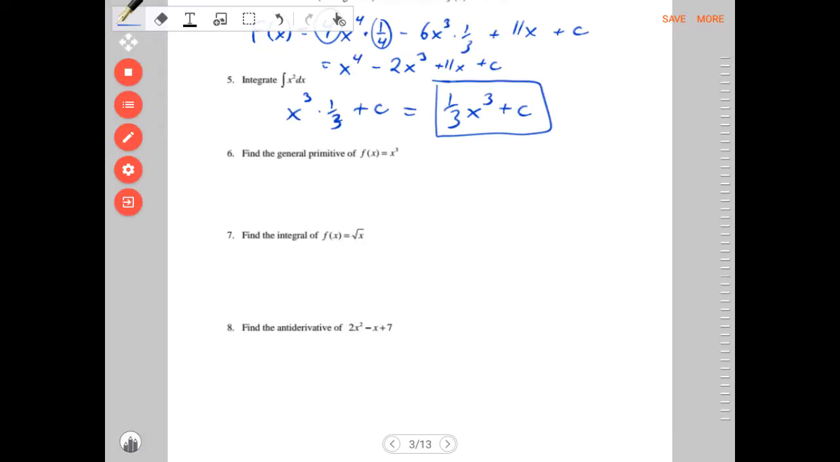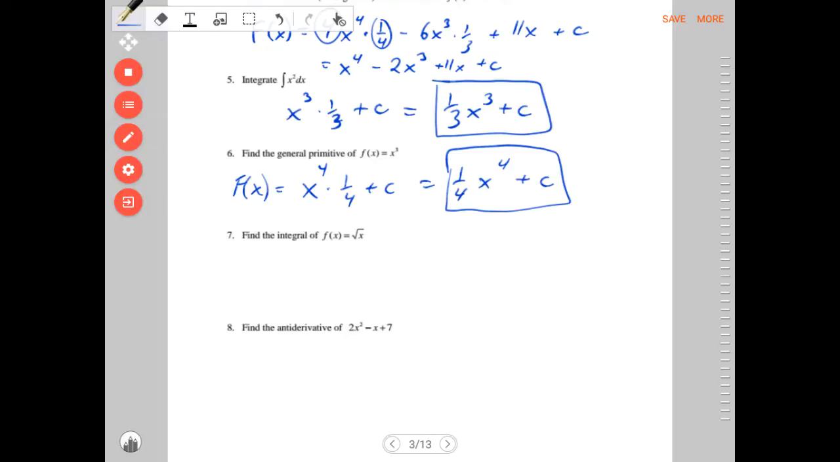So the general primitive of x cubed. Again, raising the exponent by 1, multiplying by the reciprocal. So 1/4 plus c. The 1/4 typically comes in front. So 1/4 x to the 4 plus c. Awesome. There you go.